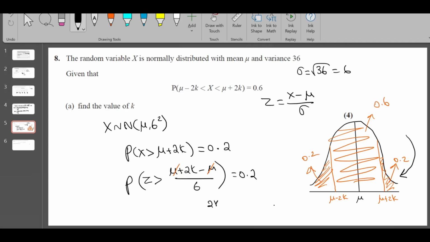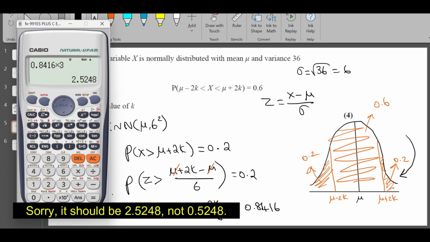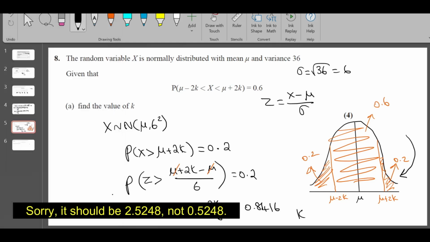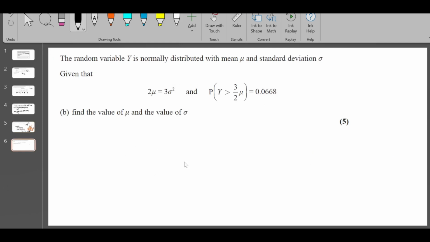So 2k over 6 is 0.8416. They want you to find the value of k. So 0.8416 times 6 over 2 is 3 times 0.8416, which is 2.5248. K is 2.5248. That's all. Let's move on to part B.